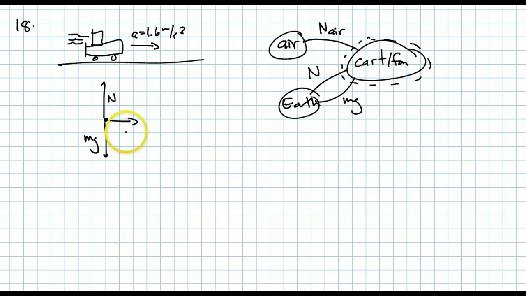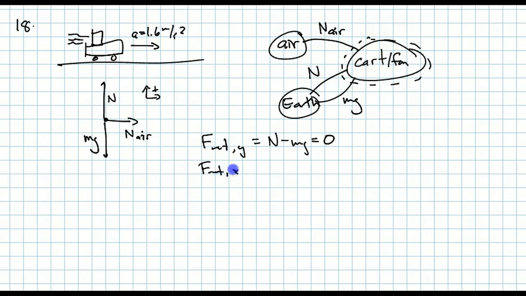And then we have the force of the air. So the fan is pushing the air to the left, the air is pushing the fan to the right. I'll take up and right as positive. F net in my y dimension will be, we have n up, mg down.